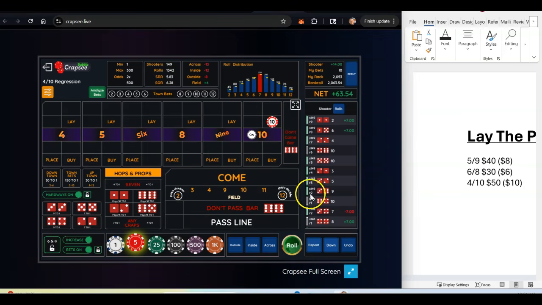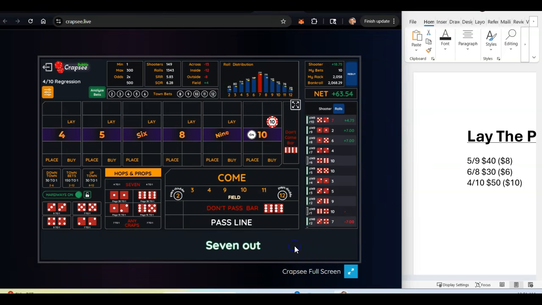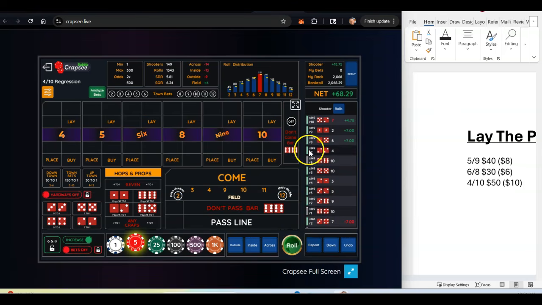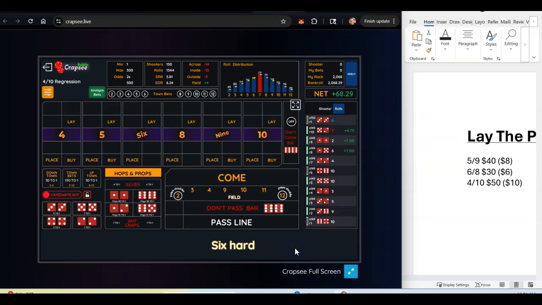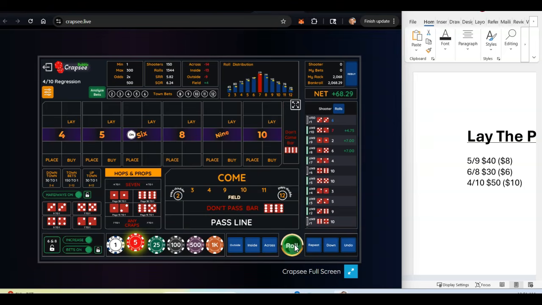Now, this is not the same as laying the point, and you're going to see what I mean. 7 out. All right, so we instantly win there. That's always fun. Now, what we can do is wait for another point, and I'll show you. I'm going to wait. 6 hard. Okay, now this is where it's interesting. This is not the same as laying the point. I'm going to show you what we're going to do.